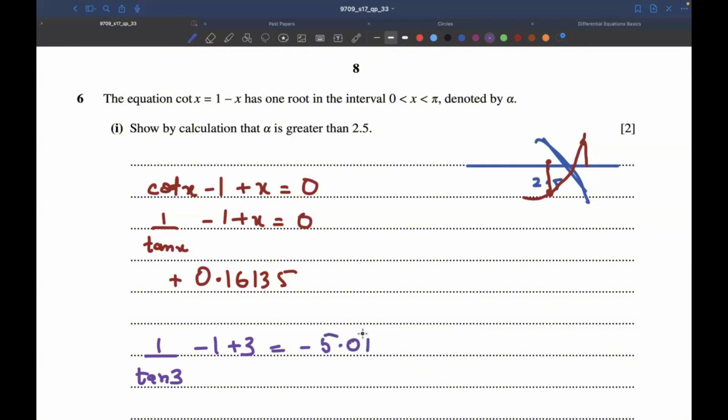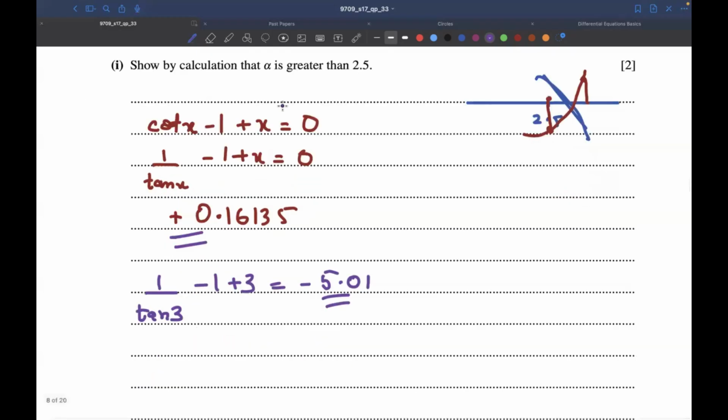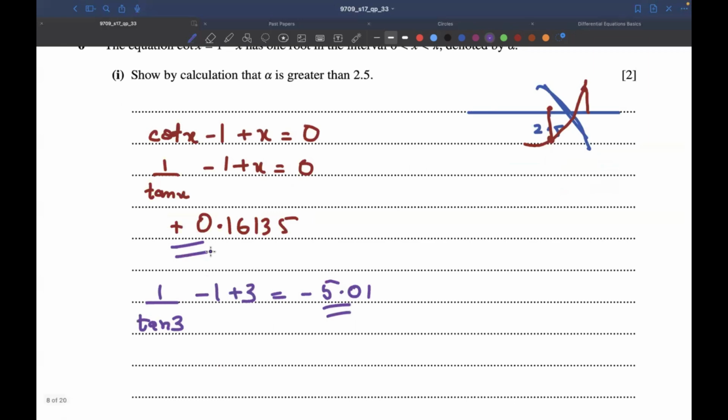Now this change of sign, from positive to negative, shows that the root is between 2.5 and 3. So it is greater than 2.5, and that's what we had to show.